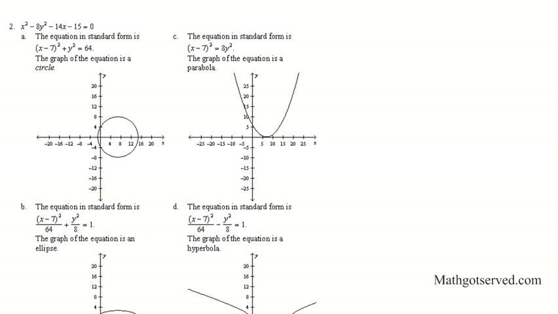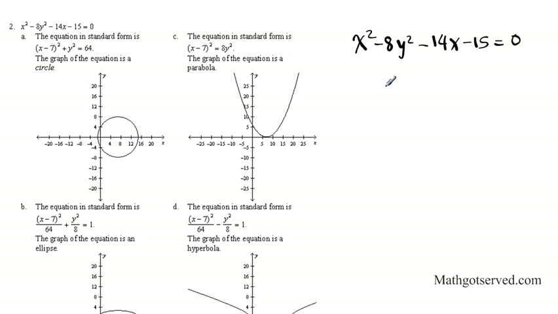Now let's take a look at number 2. This is a similar problem. We have x squared minus 8y squared minus 14x minus 15. Okay, this is a general form of the equation of a conic. We're going to put this in standard form so we can associate it with the appropriate graph, all right? But before we even start, we can tell what the answer is. Well, I'm not going to tell you. Let me do it first, and I'll tell you how to discern what the answer is.